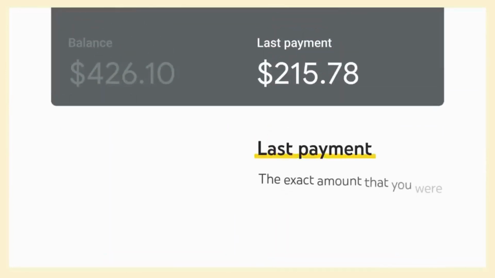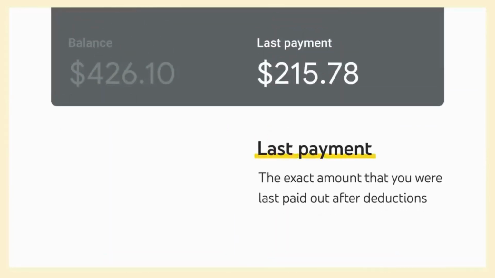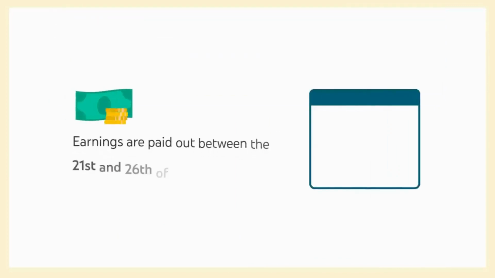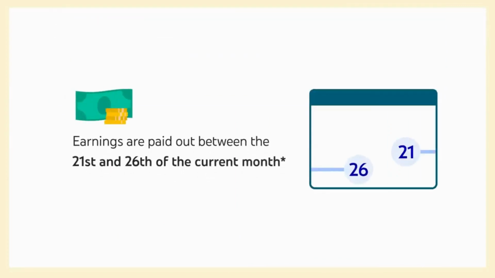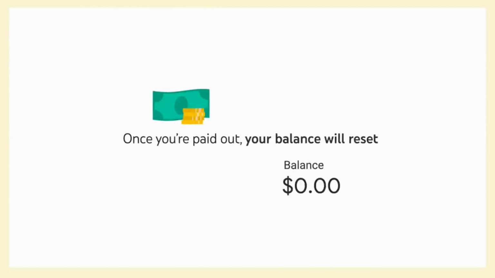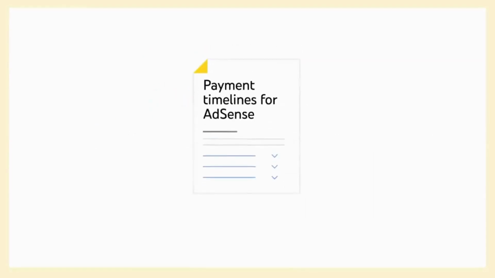Last payment shows the exact amount that you were last paid out after deductions. Earnings are paid out between the 21st and 26th of the current month, as long as your total balance has reached the payment threshold and you have no payment holds. Note that once you're paid out, your balance will reset. For more info about how you'll get paid, check out the Help Center article linked in the description.